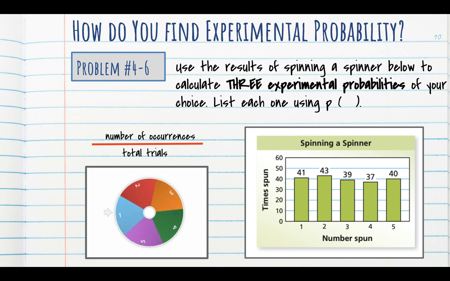You could calculate the experimental probability of spinning an odd number. Those are just 2 examples. We want you to come up with 3. Everybody might choose something different, so you won't see an answer for these 3 problems.